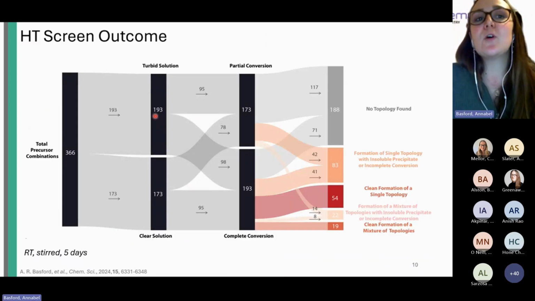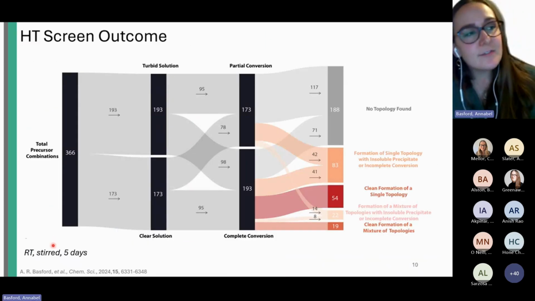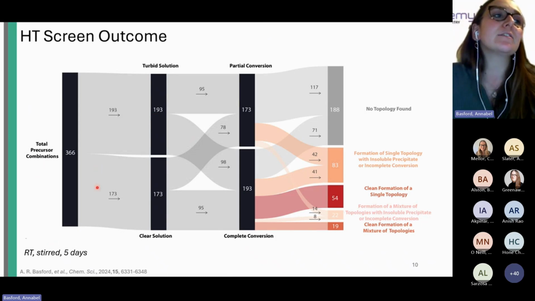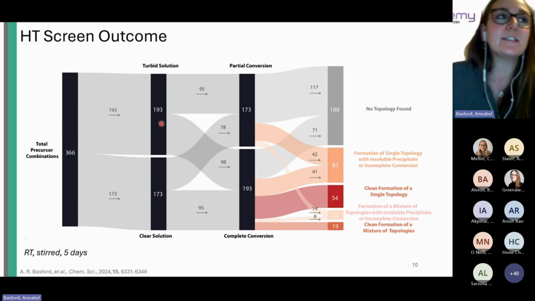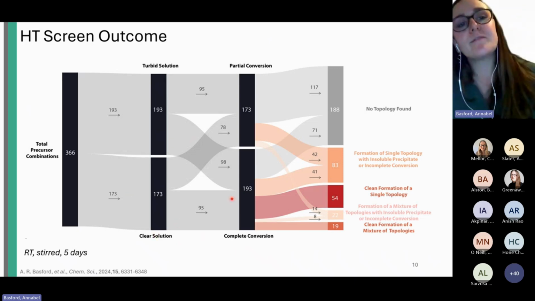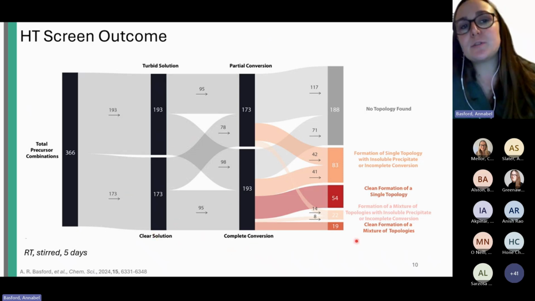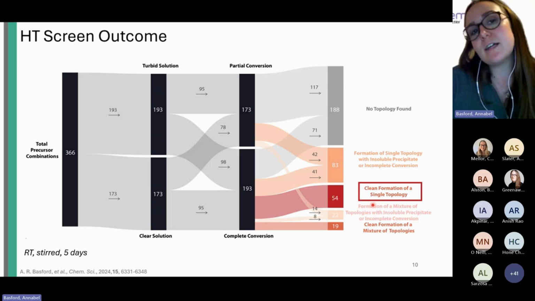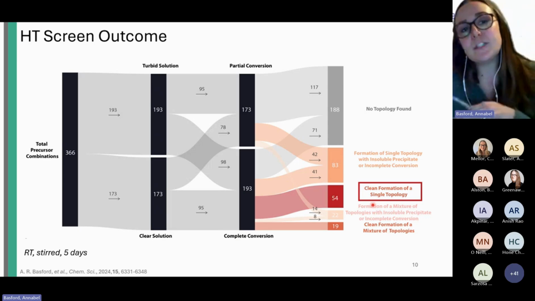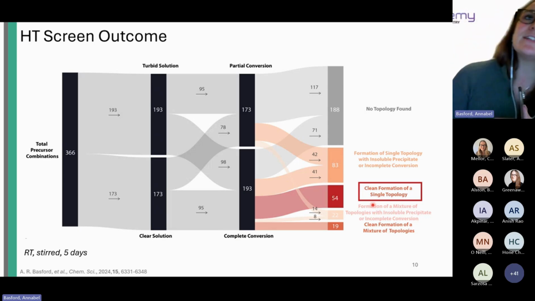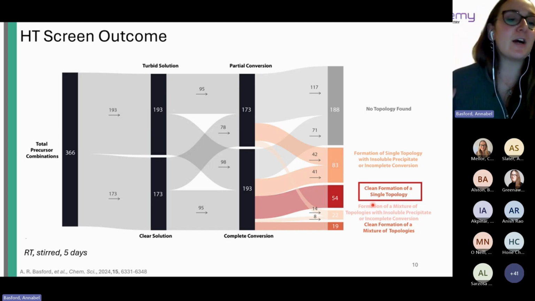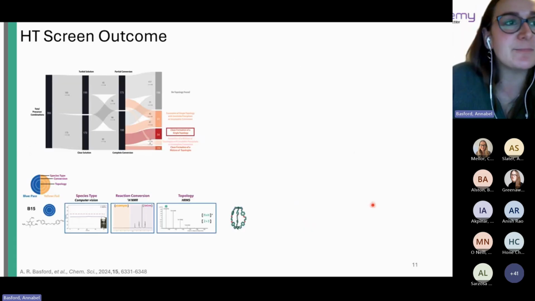So even from one screen conducted under one set of conditions, we can see how our precursor combinations can flow towards, is it turbid or is it clear, what the conversion is, and then the topological outcome as well. What we might want to target ideally is the clean formation of a single cage topology, because this would require the least amount of post-processing, because we've got our cage and it's pure, ideal.